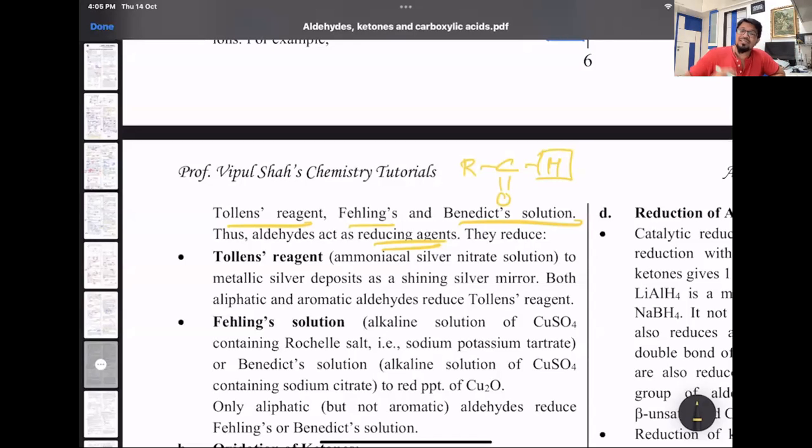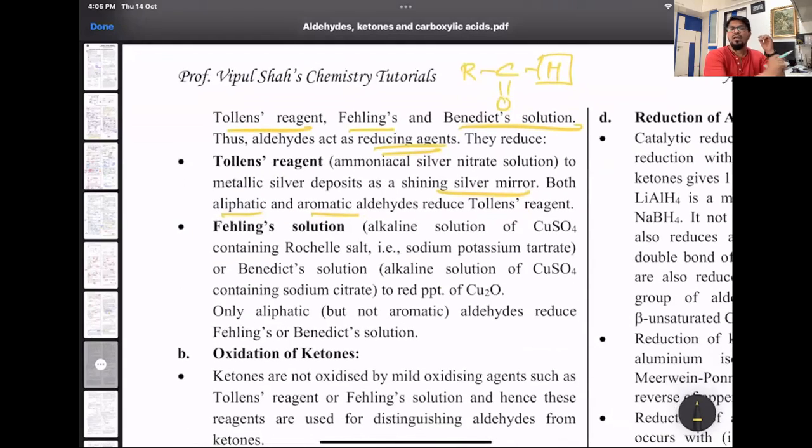Then what happens is the silver from the complex breaks down and we have a silver mirror. That is silver. So the aldehyde gets oxidized, and Tollens reagent gets reduced to a silver mirror. That is one point. Tollens test is given by both aliphatic and aromatic aldehydes.